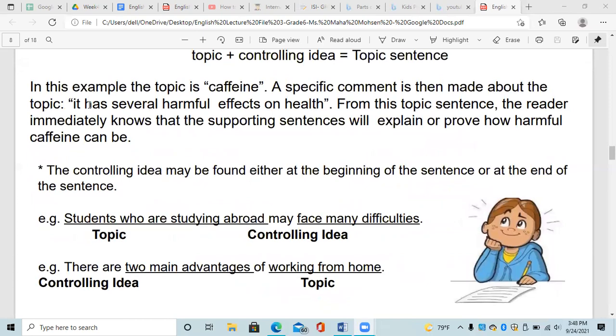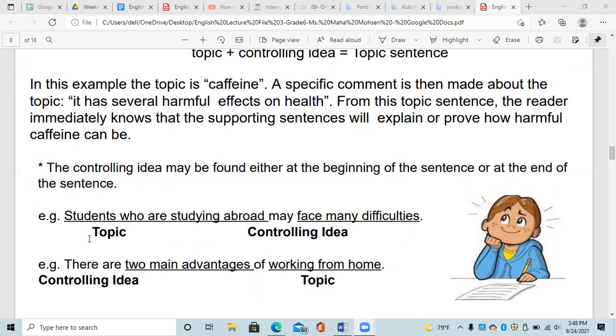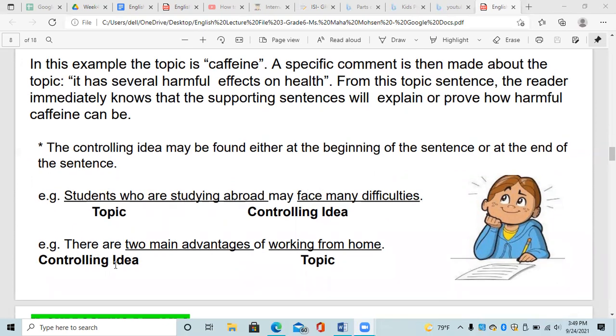So the controlling idea may be found either at the beginning of the sentence or at the end of the sentence. So we can start with the topic and then put the controlling idea, or otherwise, start with the controlling idea and then write the topic. Here you have 2 examples. Students who are studying abroad. This is the topic. We are talking about students who are studying abroad in a different country than their home country. These students may face many difficulties. This is the controlling idea, the difficulties that students who are living abroad may face. We can say it the other way around. There are 2 main advantages of working from home. So the topic is working from home, and we will be talking about 2 advantages of working from home.